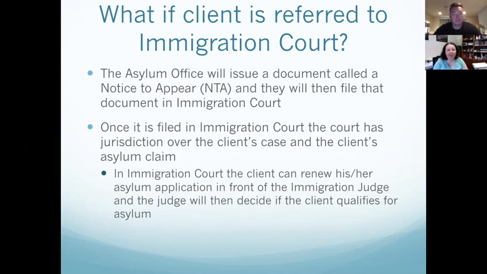So what if the client's referred to immigration court? With the referral notice, they'll issue a document called the notice to appear, and then they will file that document in immigration court. And I should note that the notice to appear was the subject of a recent Supreme Court case called Pereira. Basically that court case said that if the notice to appear didn't specify the date and the time of the hearing, then it's not a valid notice to appear. And so I would say almost all notice to appears that have been issued over the past however long period of time don't have a date and a time for their hearing.